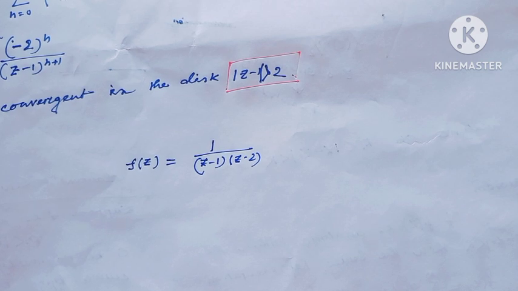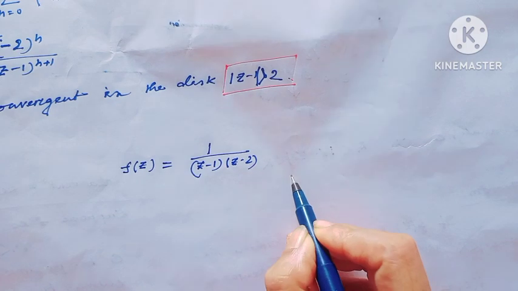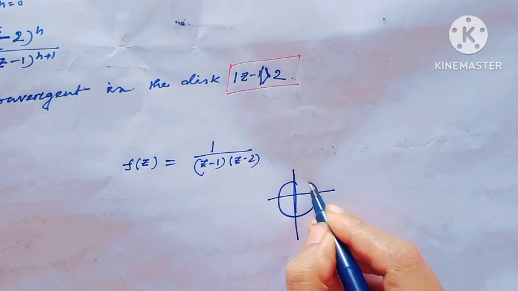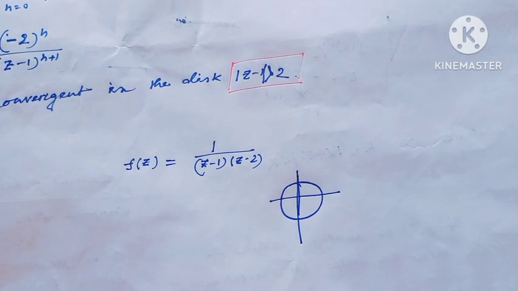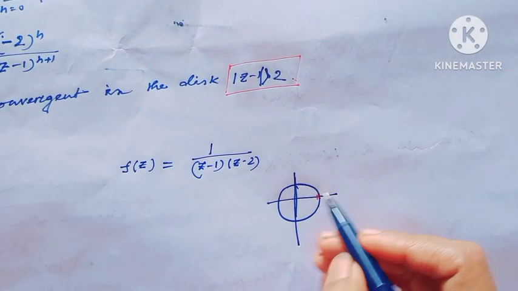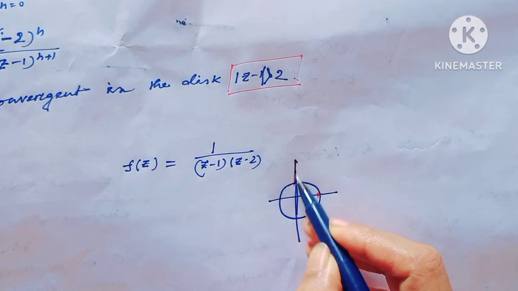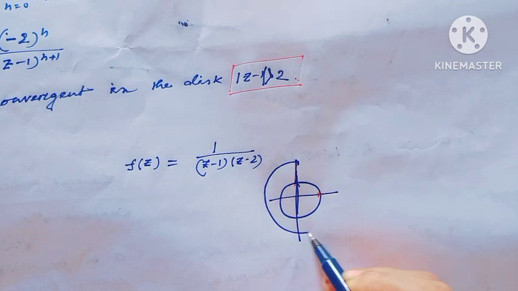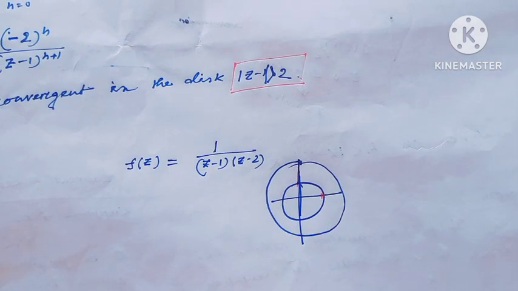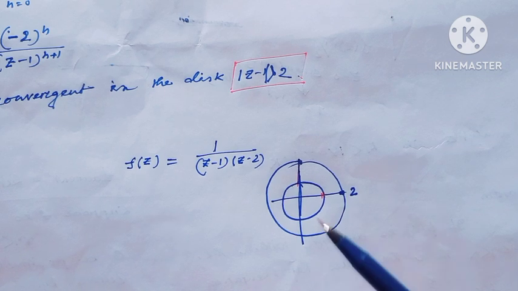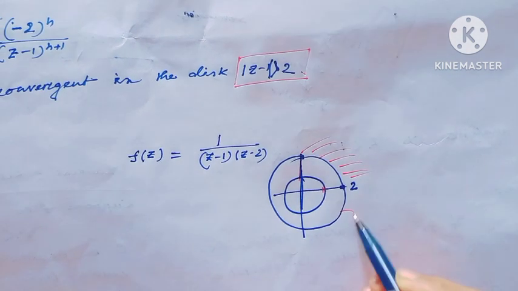Here, 3 types of Laurent decomposition centered at 0. One, around the point z equal to 0 with radius 1. Here at the point 1 there is a singularity. Another, an annulus centered at 0 with radius 2. Here at the point 2 there is a singularity. Another, mod z greater than 2.